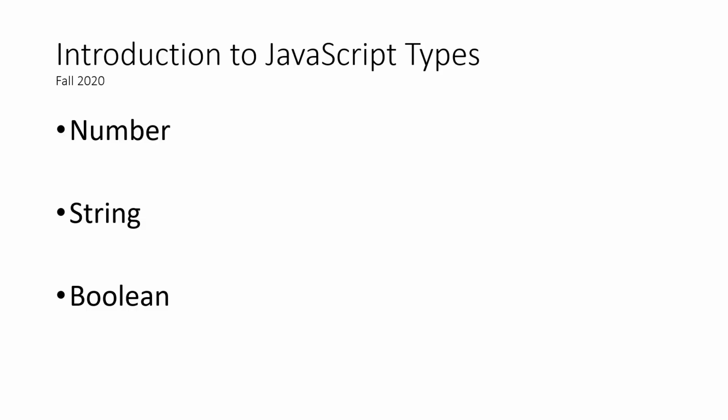Today I want to introduce you to some JavaScript types. We're going to stick with the primitive JavaScript types today, and we're going to look at number, string, and Boolean.